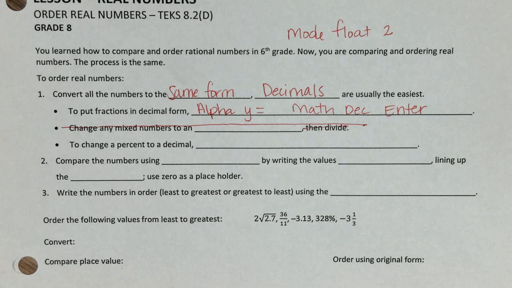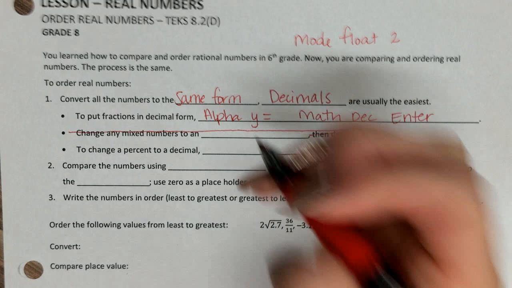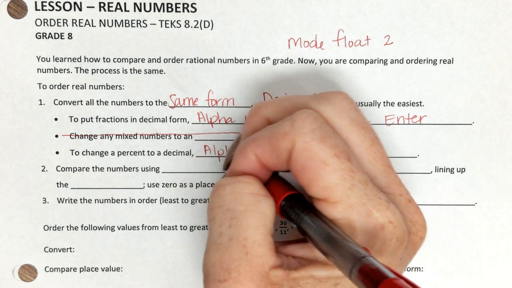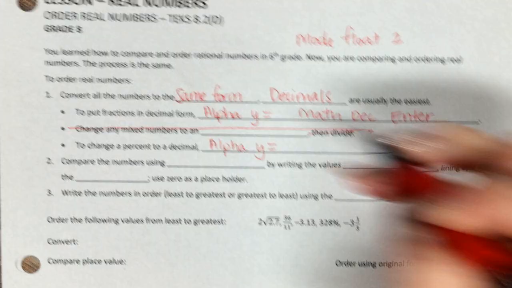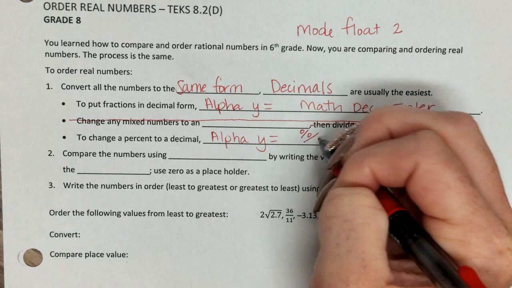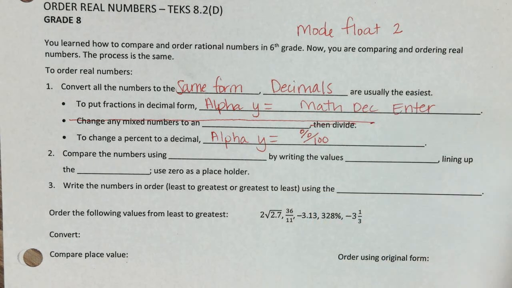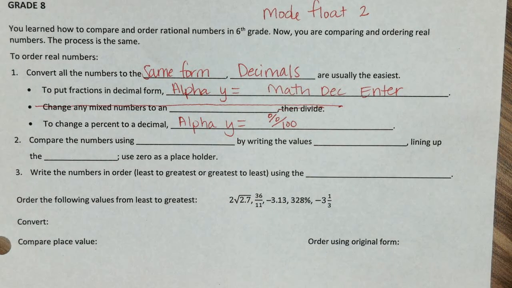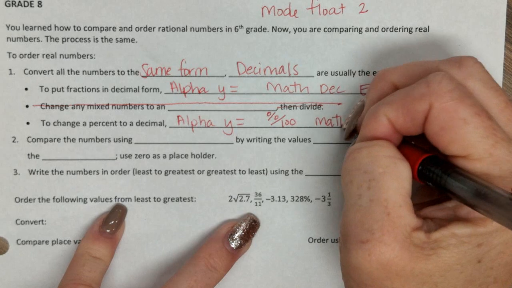All right, to change a percent to a decimal, we're still going to use alpha y equals. We're going to use option 1. We're going to put the percent on top of what? 100. We're going to put the percent on top. So if it was like 2%, you just put 2 over 100 in your fraction. And then you hit math, decimal, enter again.